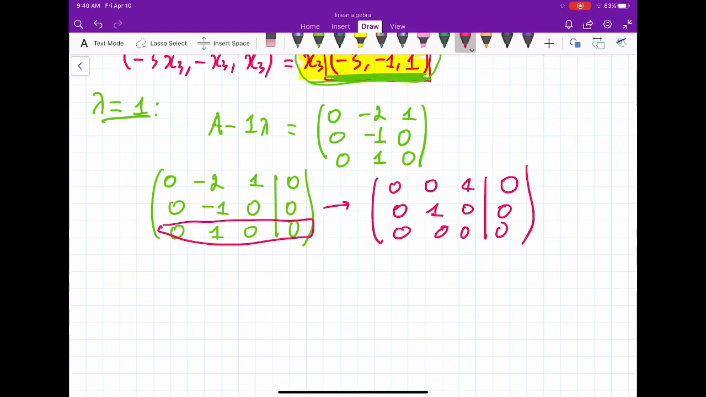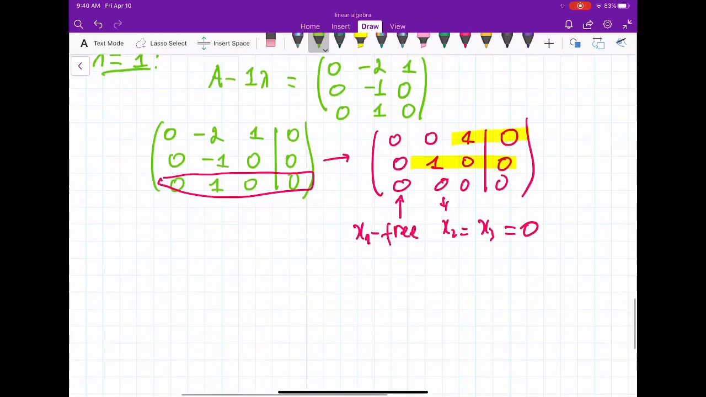Okay, so from here we see, yes, actually this guy is free, right? X1. X2 equal to X3 equal to 0. Because when you set all these equal to 0, X2 is 0. You set this equal to 0, X3 equal to 0. So the general solution looks like this: X1, 0, 0. Or X1 times 1, 0, 0.